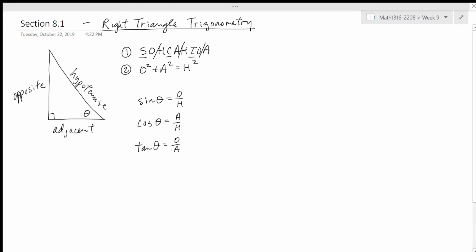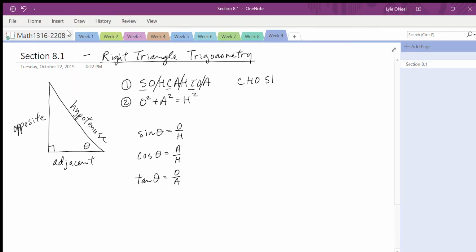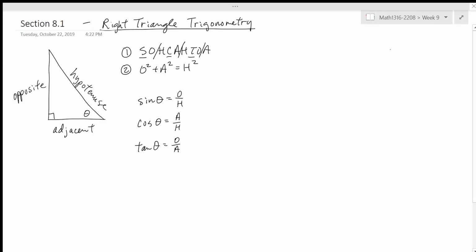What if I want secant, cosecant, cotangent? Flip it, flip it, flip it, right? And so that's the cousin of SOHCAHTOA that they don't tell you about. That's the one they don't tell you about. What is her name? I'll write it down in a second, okay?